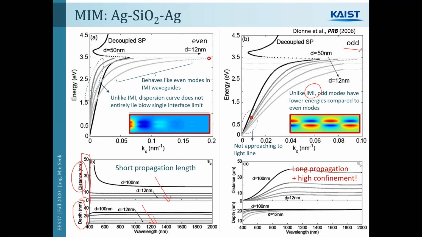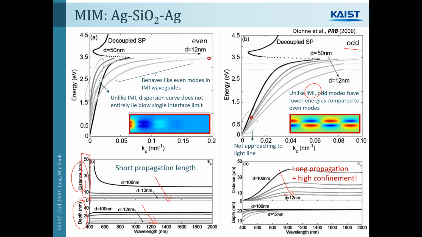But instead, if you look at the odd mode, MIM odd mode, when you change the thickness from 100 nanometers to 12 nanometers, the distance of propagation got reduced, but by a reasonable amount. You can see the distance is still a few micrometers. A few micrometers means multiple, like tens of oscillations, right? A few tens of oscillations. So it's okay.